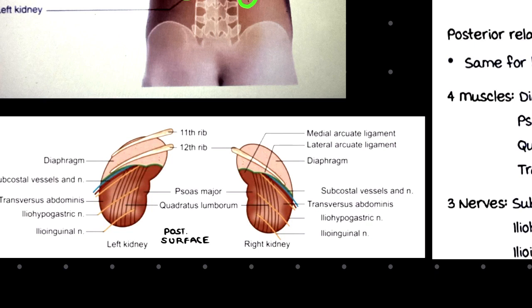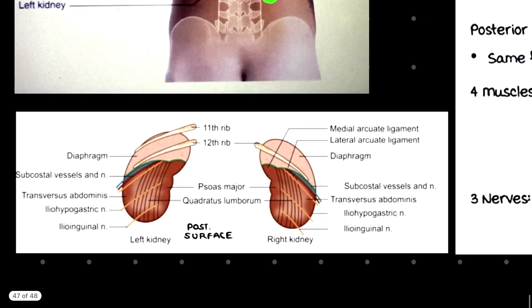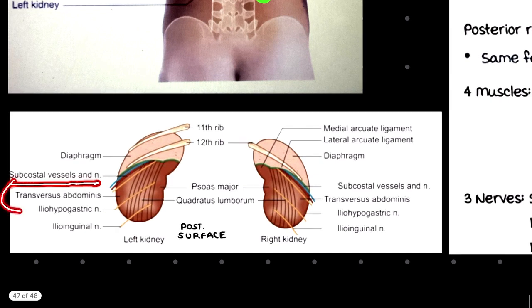Talking about nerves, there are three nerves that we need to talk about, and the three nerves are our subcostal nerve, another is our iliohypogastric nerve, and another is ilioinguinal nerve. These are the three nerves. Now this subcostal nerve is precisely present on the 12th number rib. Now here the same story: subcostal nerve, iliohypogastric nerve, ilioinguinal nerve.